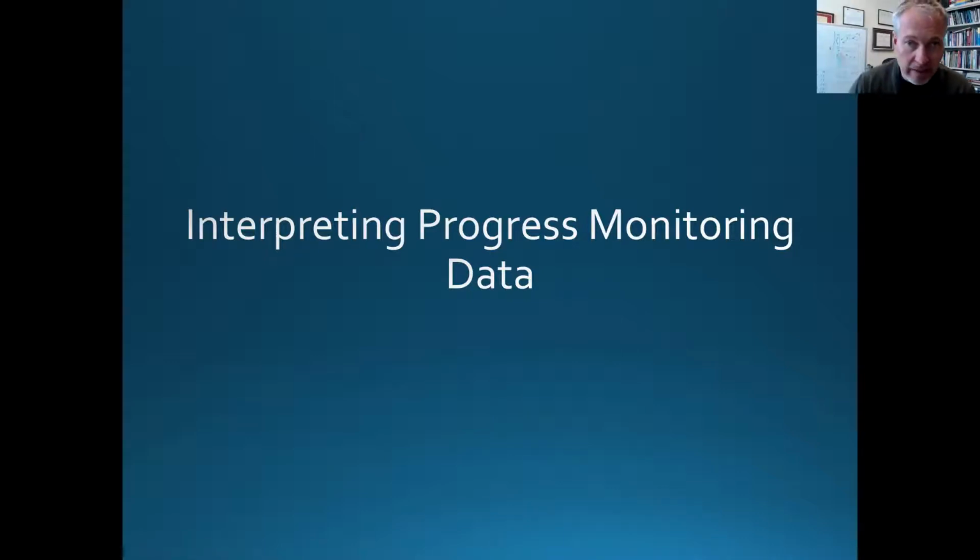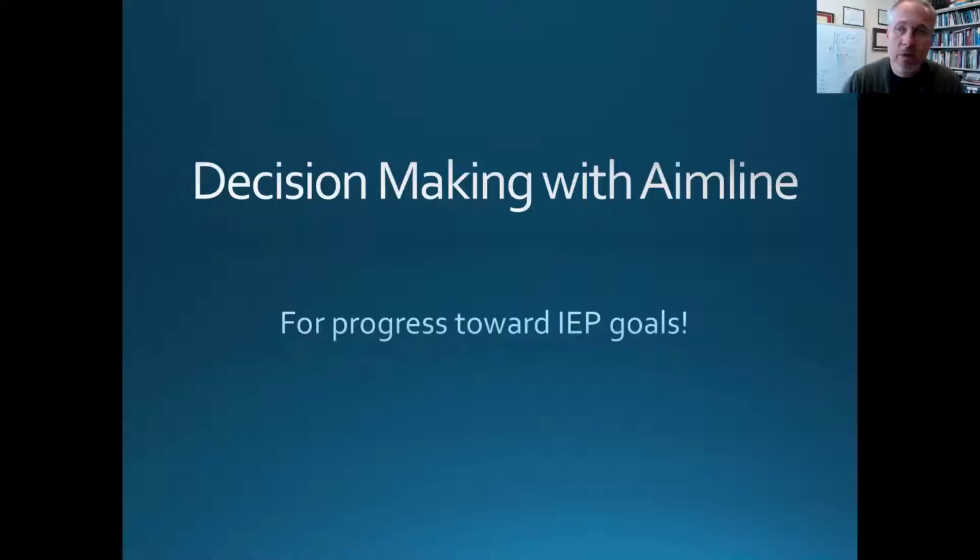Today we're going to talk about how to interpret progress monitoring data. Lots of schools use what's called an aim line, which I'll talk about in a minute, but when first developed, it was developed by Stan Deno at the University of Minnesota to monitor progress towards IEP goals. And I think it still does that really well.